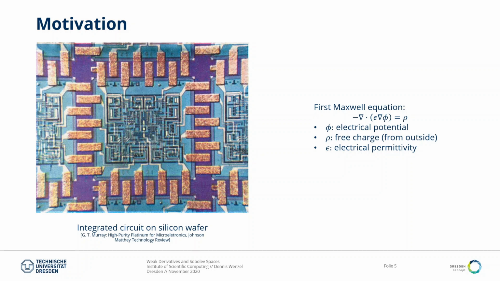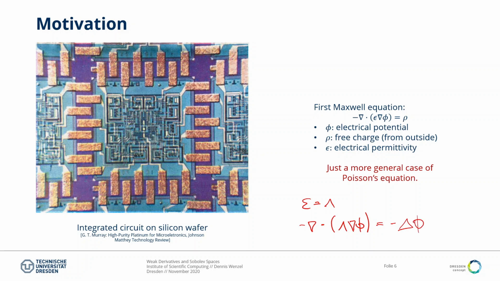And now what you see there is a partial differential equation reading minus divergence of epsilon times gradient of phi equals rho. And this is actually a more general version of Poisson's equation, because if you would set epsilon equal 1, then you would have minus divergence of 1 times gradient of phi, and then you can easily do the computation that the divergence of the gradient is actually the Laplacian. So in a sense, this is only a slightly more general diffusion equation, where the diffusivity, in our case this epsilon modeling electrical permittivity, is non-constant in the domain.